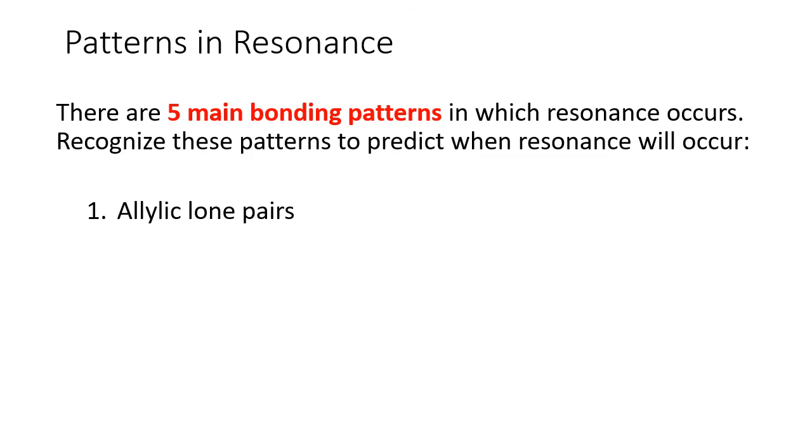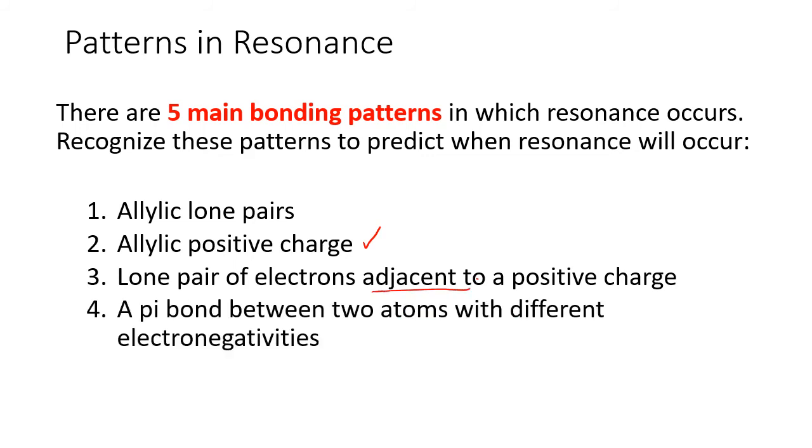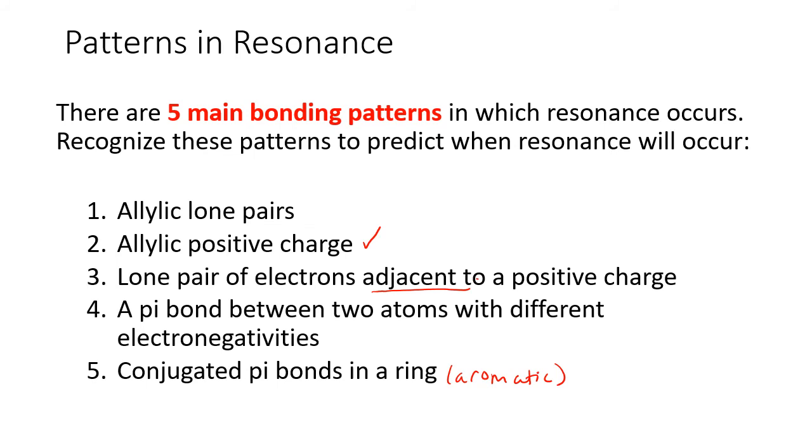The first one is when you have allylic lone pairs. The second is having an allylic positive charge, and that's actually similar to the very first example that we looked at. The third is lone pairs of electrons adjacent to a positive charge, and the word adjacent just means next to. The fourth is having a pi bond between 2 atoms that have different electronegativities. And the last one, the fifth one, is having conjugated pi bonds that are contained within a ring. So this is important in aromatic compounds, and we'll specifically look at a benzene ring for that one for our example.